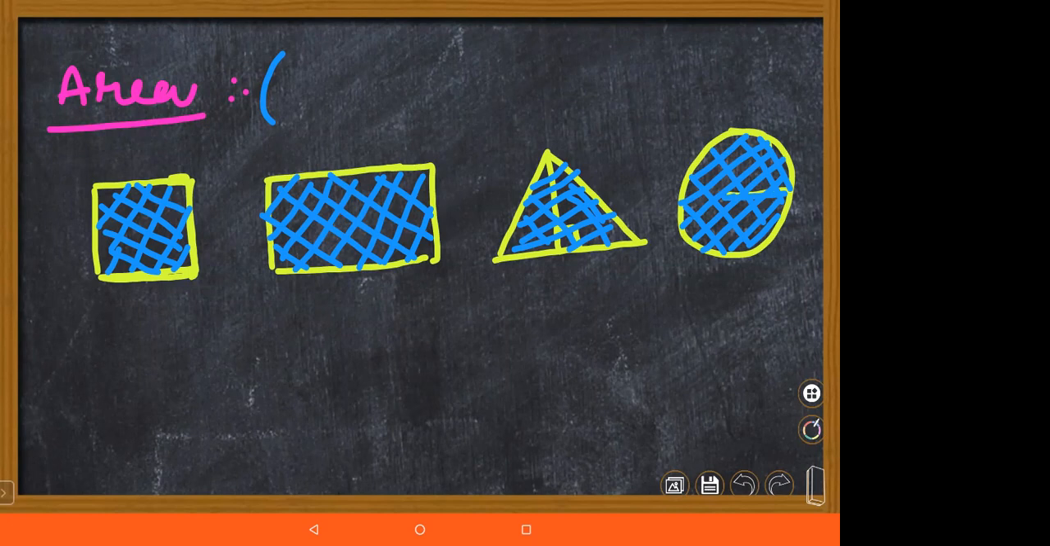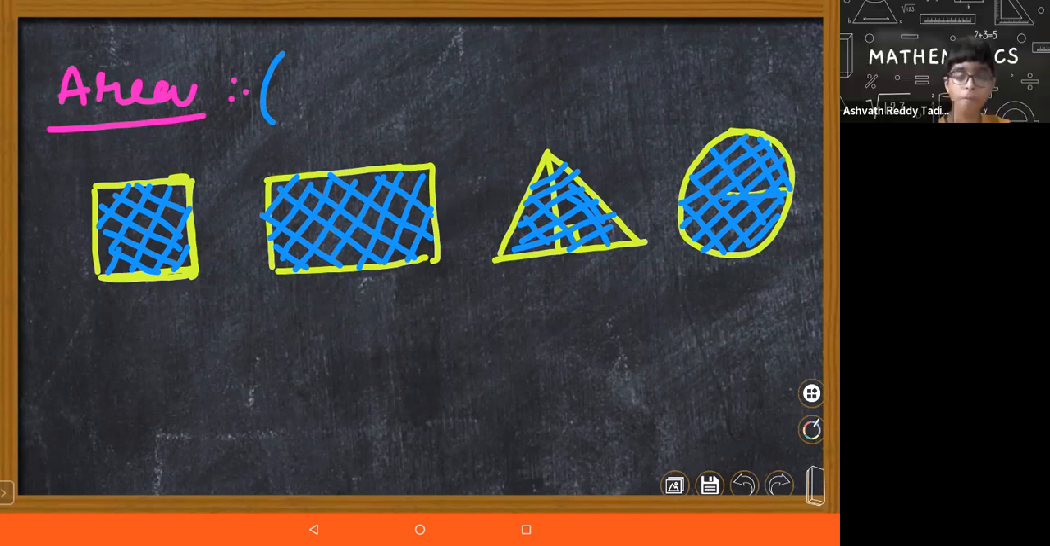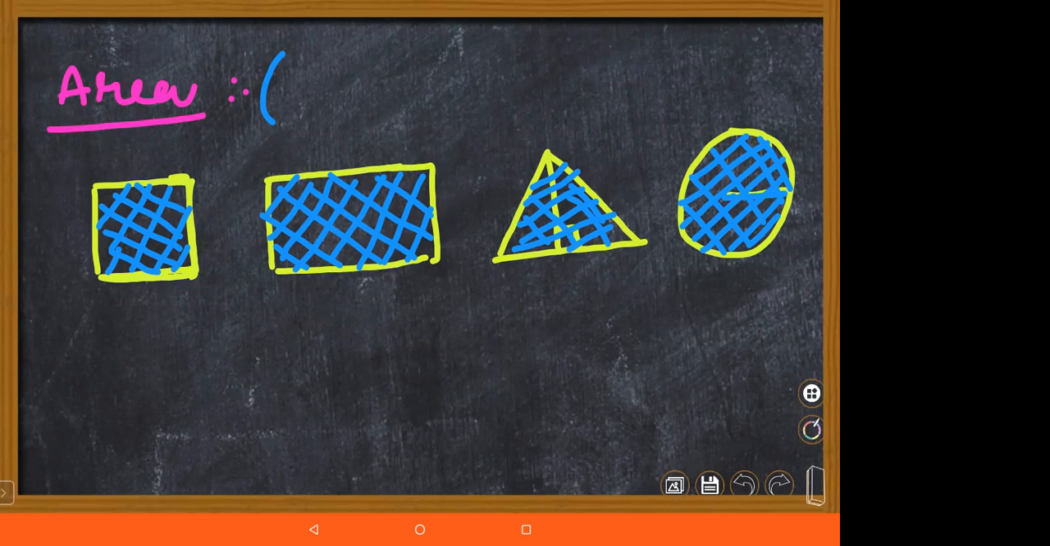How are we supposed to define area, children? The space occupied by a closed 2D shape. Very good. A space occupied by the closed 2D shape. Very important points you need to remember here, children. Area of a closed figure is the surface in its enclosure.